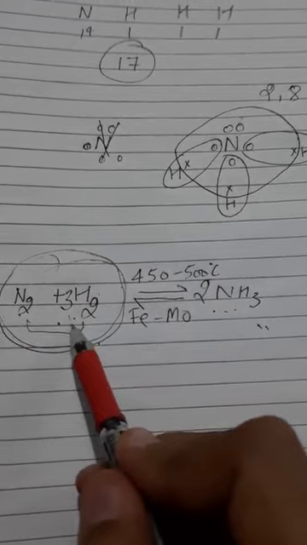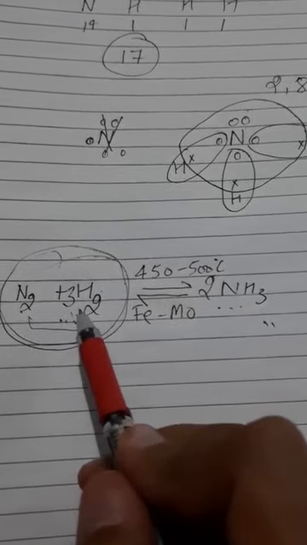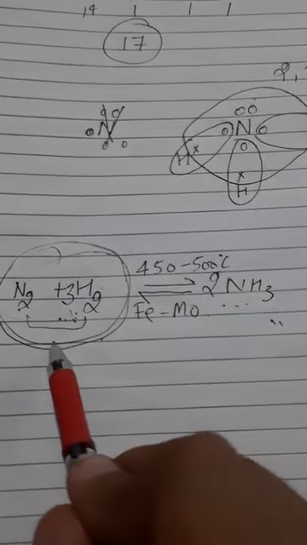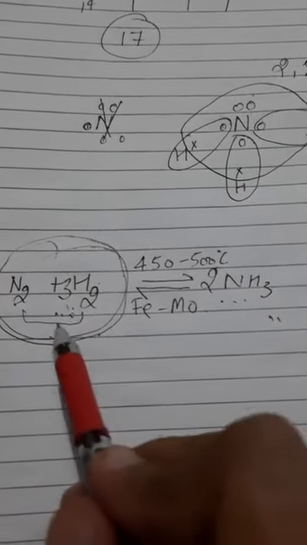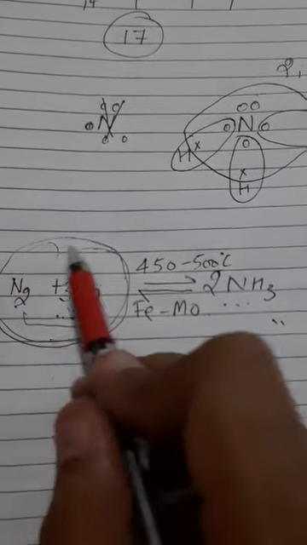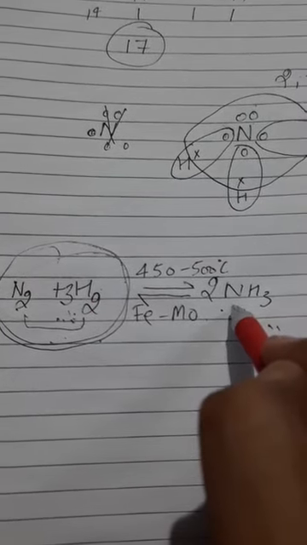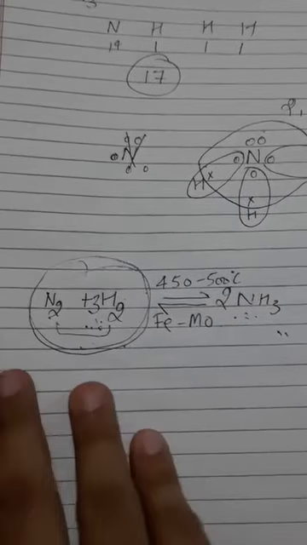So there will be recirculation of these gases in the experiment, and again we will be bringing them back and changing another 15% from that left 85%. Then again from that left part we will be recirculating and changing it to ammonia gas. So like this we can increase the yield of ammonia gas.